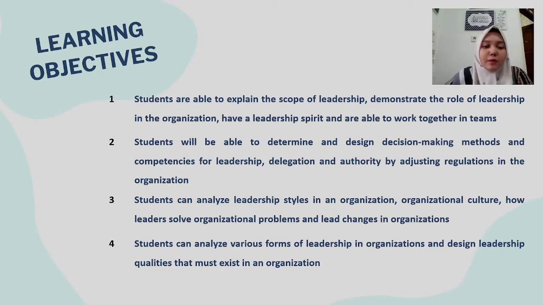Learning objectives in this lecture: first, students are able to explain the scope of leadership, demonstrate the role of leadership in the organization, have leadership spirit, and are able to work together in teams or teamwork. Second, students will be able to determine and design decision-making methods and competencies for leadership, delegation, and authority by adjusting to regulation in the organization. Third, students can analyze leadership style in an organization, organizational culture, how leaders solve organizational problems, and lead change in the organization. And the last, students can analyze various forms of leadership in organizations and design leadership qualities that must exist in an organization.